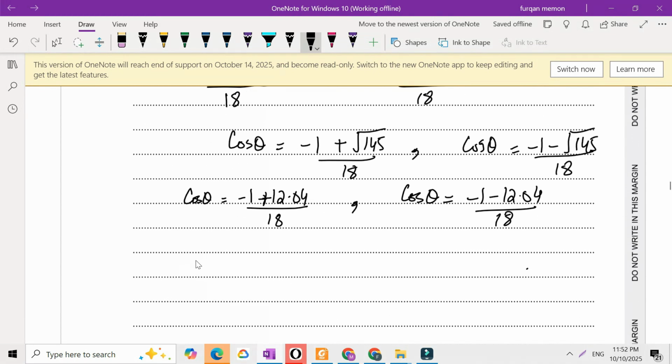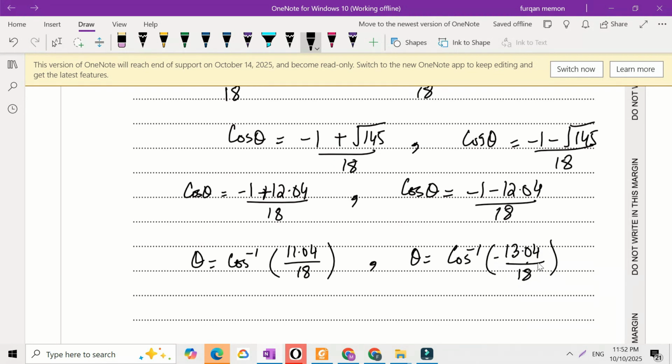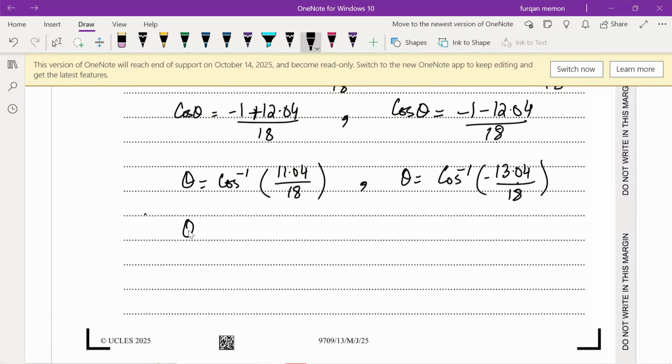And in this case, theta will be cos inverse of 11.04 over 18. And theta equals cos inverse of negative 13.04 over 18. When we solve it further, theta equals cos inverse of 0.6133. On the other side, theta equals cos inverse of negative 0.7244. Okay.